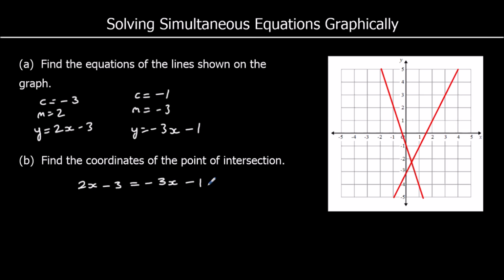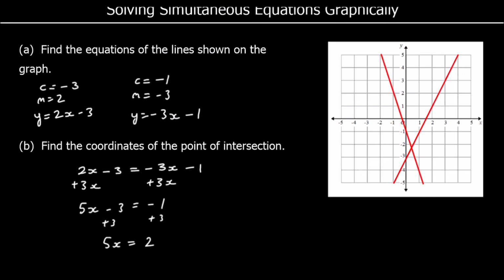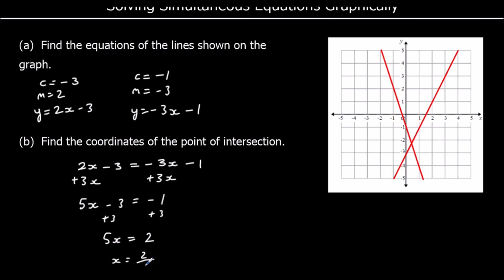We'll get rid of the smallest x, negative 3x first, by plussing 3x to both sides. So 5x minus 3 is equal to negative 1. Then we'll plus 3 to both sides. 5x equals 2. Divide both sides by 5. So x is 2/5. And that looks about right. Let's substitute in to our first one.